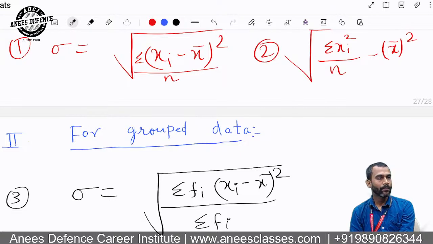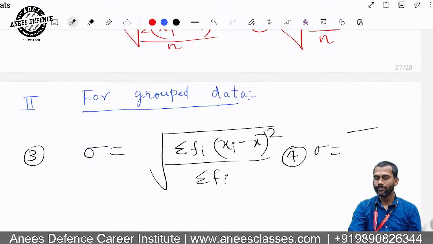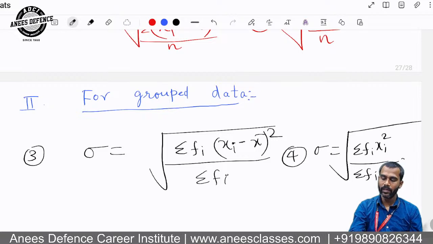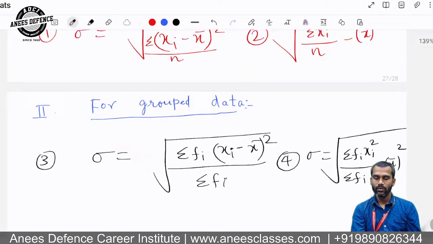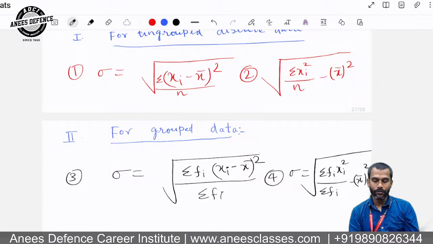Like we do in mean: summation xi divided by n, and for frequency distributed data, summation fi xi divided by summation fi. And the fourth formula would be sigma is equal to the square root of summation fi xi square divided by summation fi, minus x bar whole square. So this is the formula. Only two formulas you have to remember, not four. The first two, and only frequency you need to add.